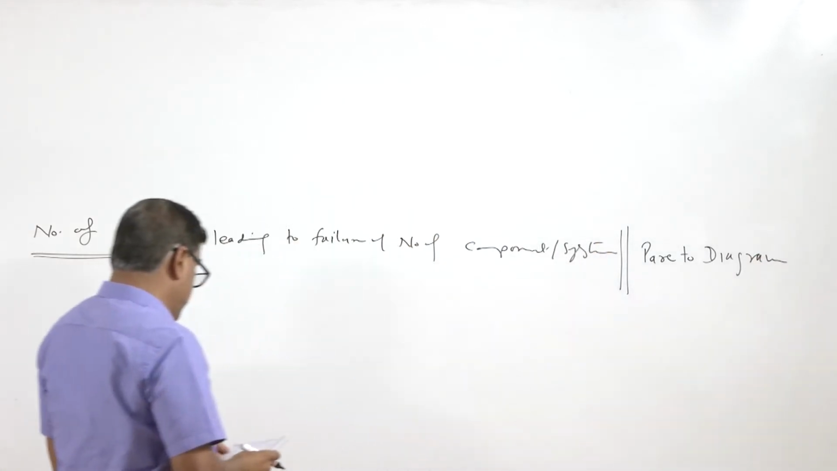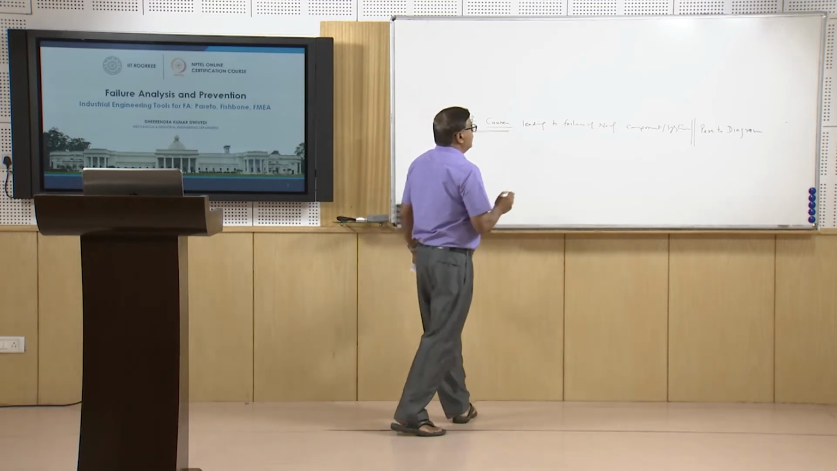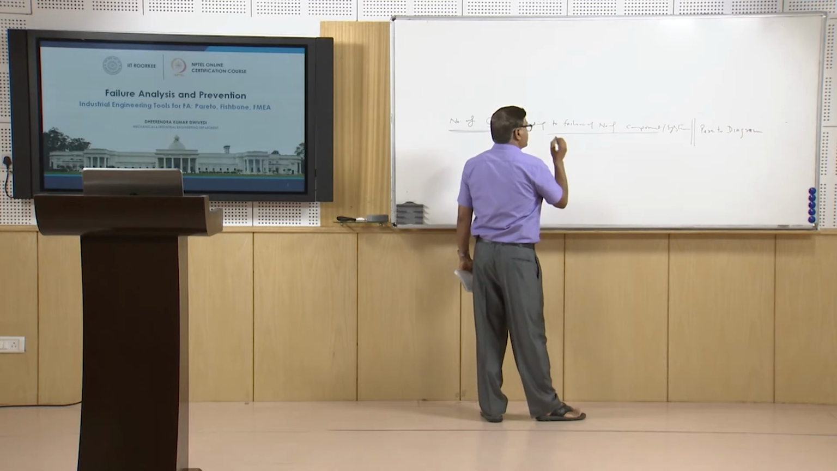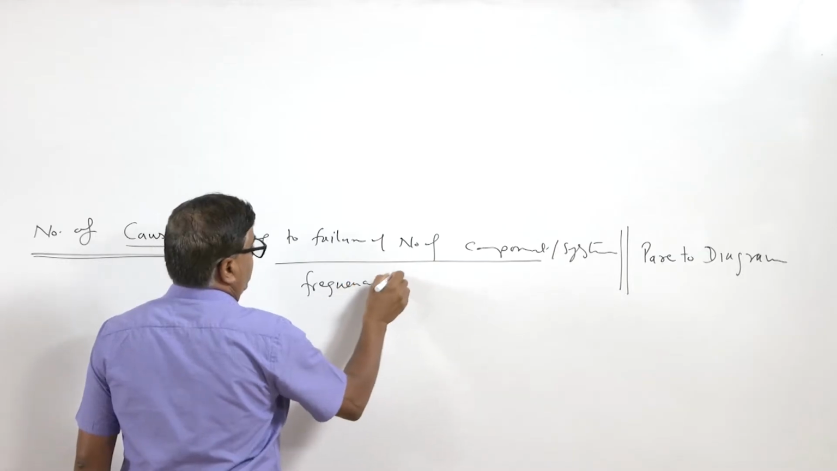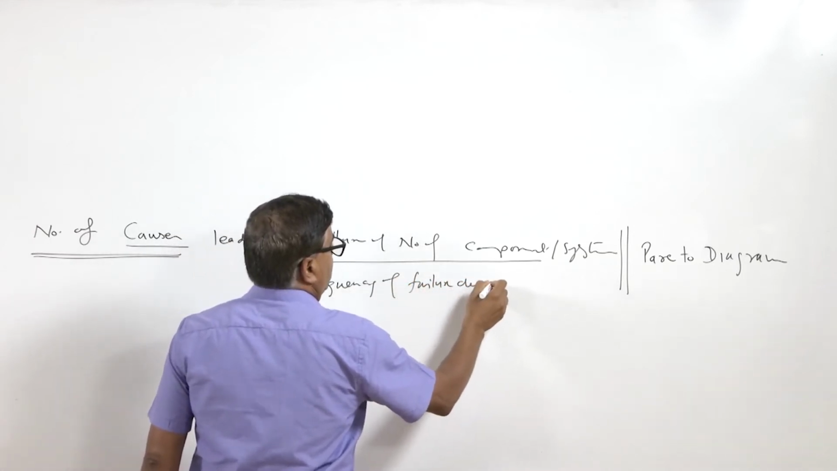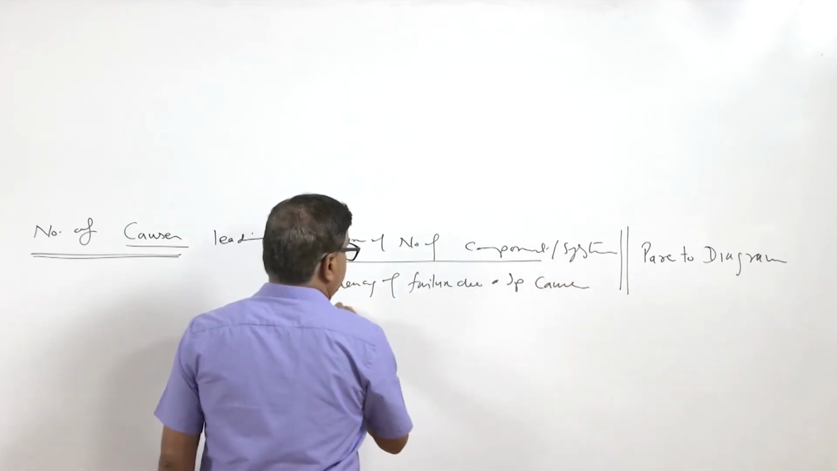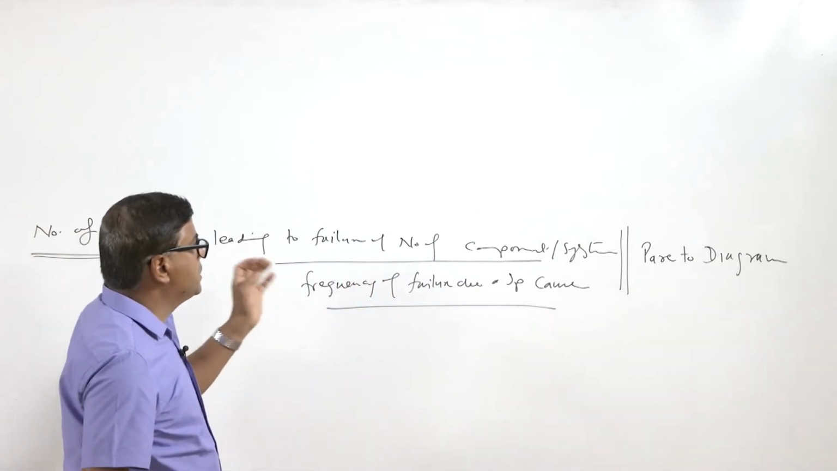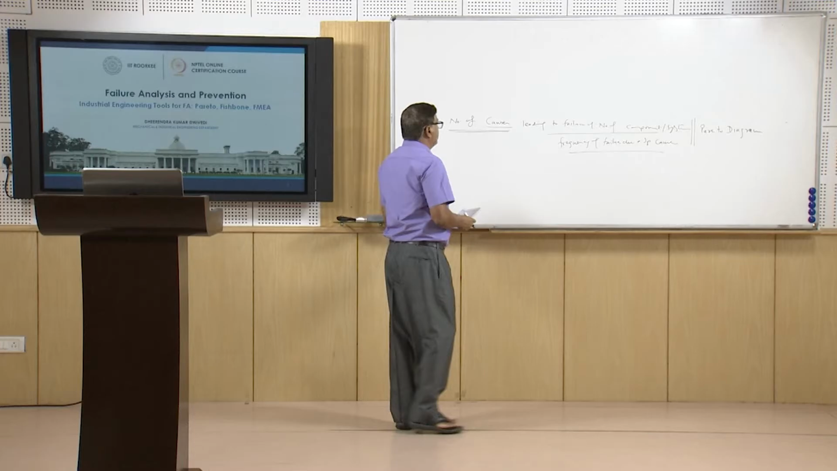Then there is another approach, and the Pareto diagram basically considers the frequency of failure due to a specific kind of cause. So, frequency is a major parameter which is used for the analysis using the Pareto diagram.